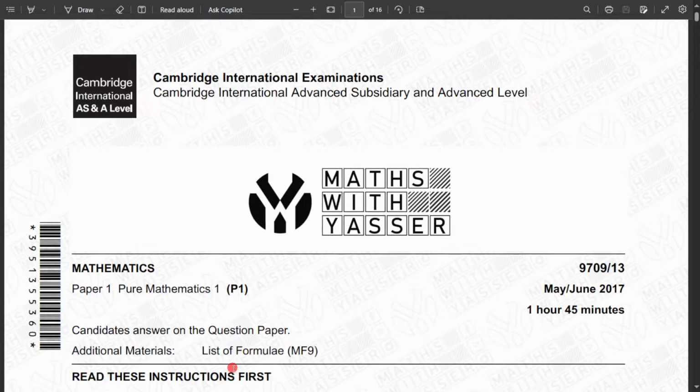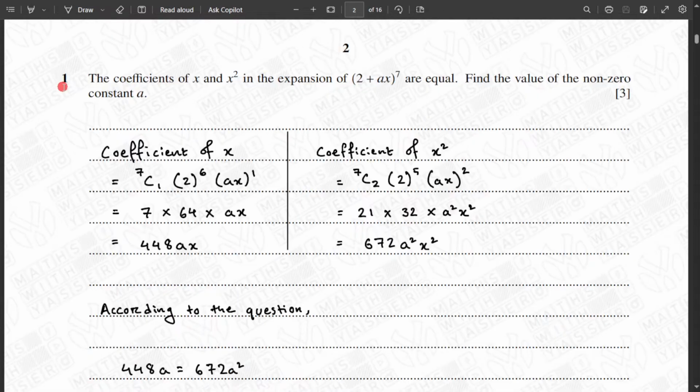So today we will be solving Pure Maths paper 1 from May-Jun 2017, variant 13. Now let's look into the first question. Question number 1, it says the coefficients of x and x square in the expansion of (2 plus ax) to the power 7 are equal. Find the value of the non-zero constant a.